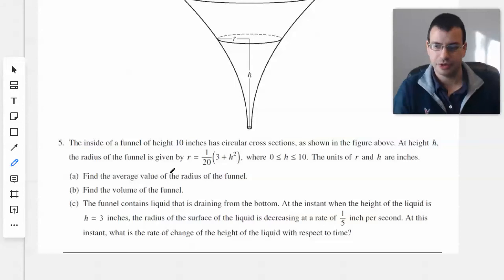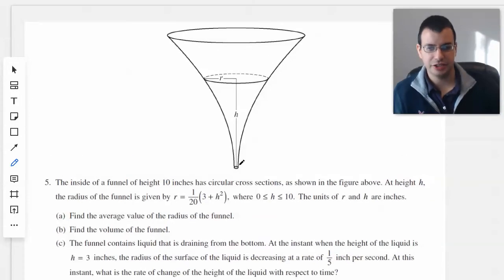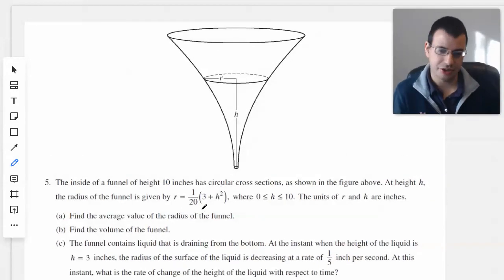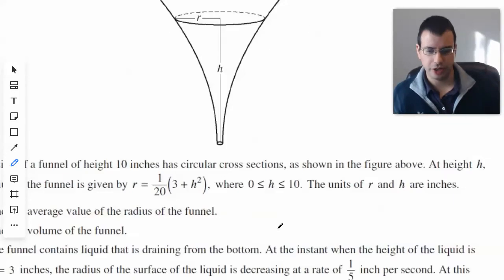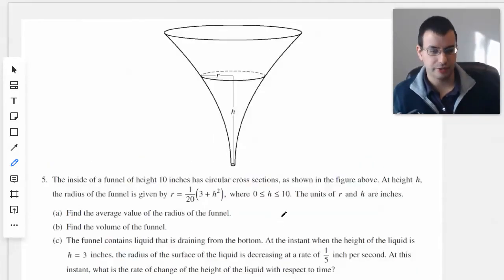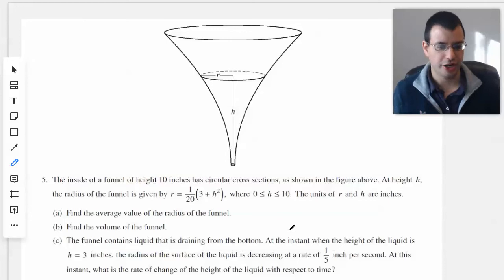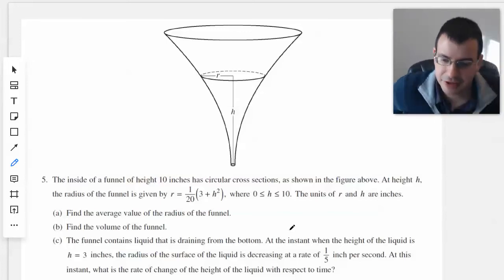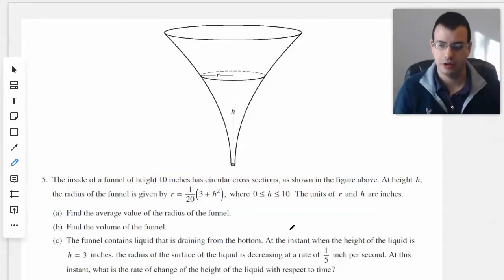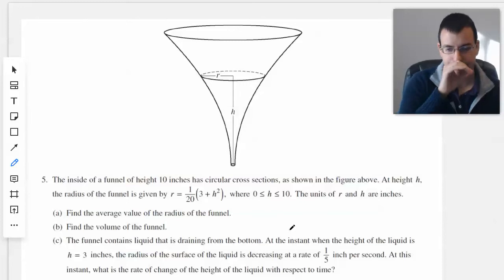So we have a funnel. Inside of a funnel of height 10 inches has circular cross sections as shown in the figure above. At height h, the radius of the funnel is given by r equals 1 over 20, (3 plus h squared), where 0 is less than h less than 10. Units of r and h are in inches. Find the average value of the radius of the funnel.